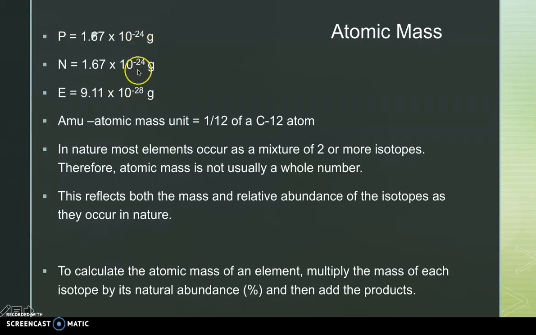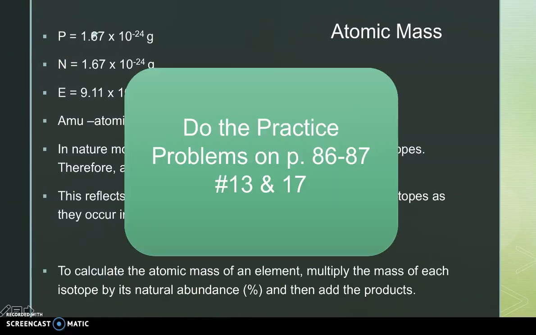So here you have protons, neutrons, and electrons, the mass of 1 of each of those things. That's how they calculate the average masses of the elements, the atoms. AMU is the unit, and it's derived from 1/12 of a carbon atom. This is talking about that relative abundance that we just saw on the previous slide. Try number 13 and 17. These are in your chapter reviews at the end of chapter 3, and we'll go over these in class.